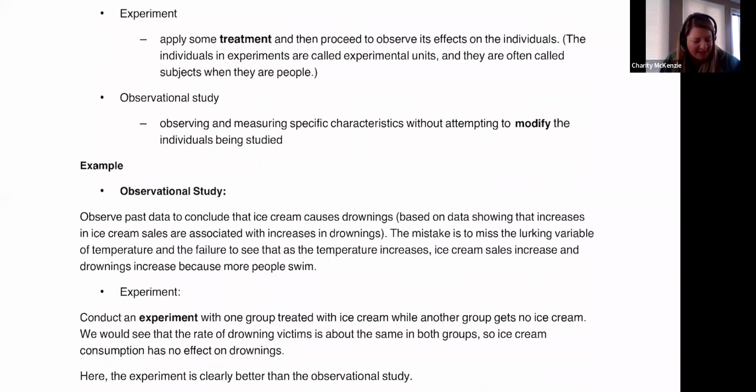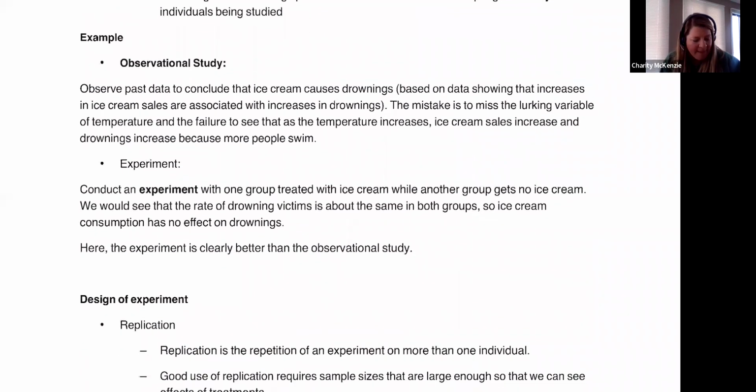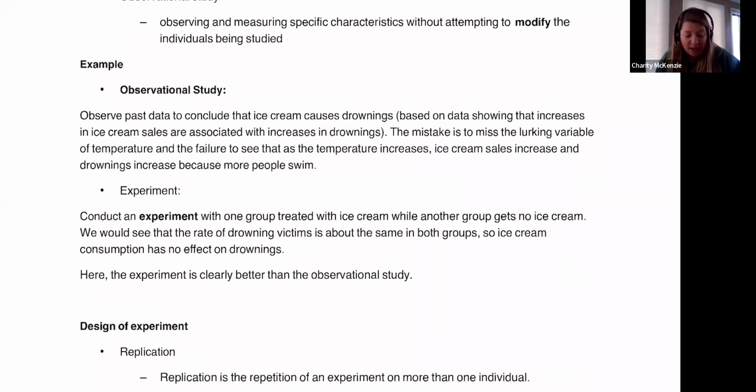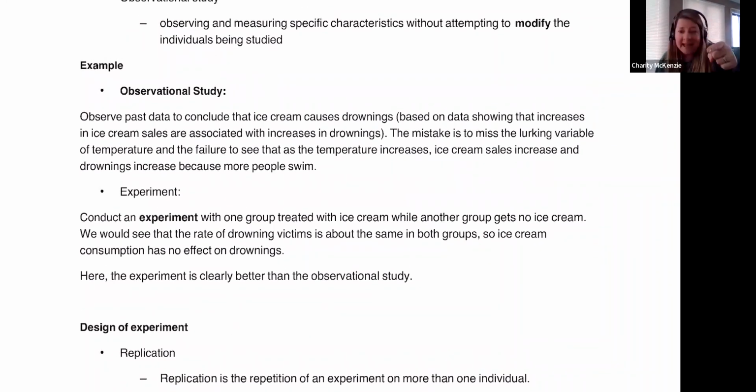An example, so observational study, here's my example. Observational study, observe past data to conclude that ice cream causes drownings, okay? Based on the data showing that increased ice cream sales are associated with increased drownings. The mistake is, oh wait, I don't want to talk about the mistake quite yet, right? So what's wrong with saying ice cream sales are associated with drownings?